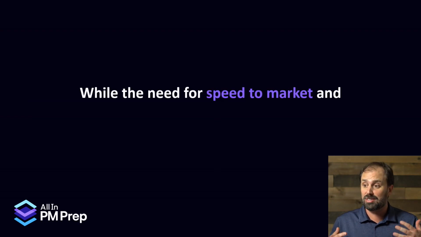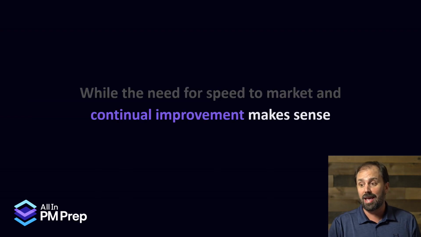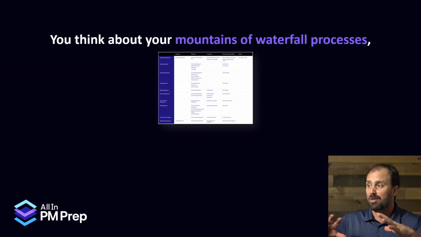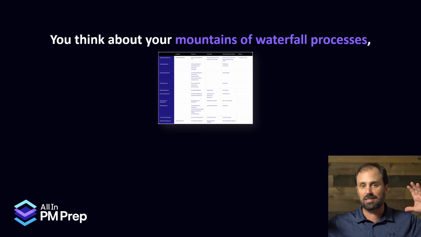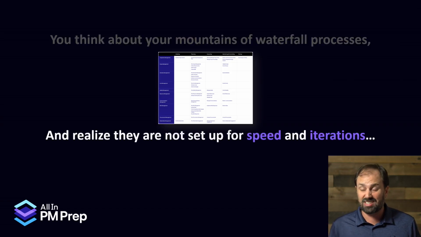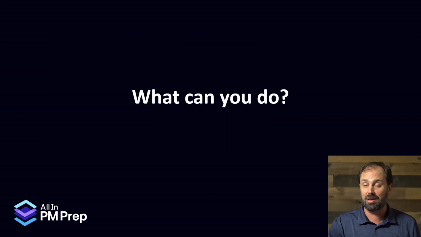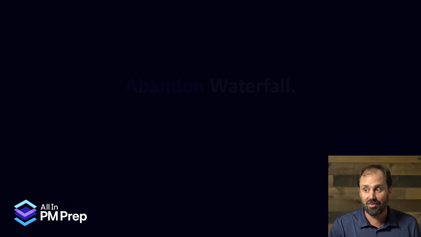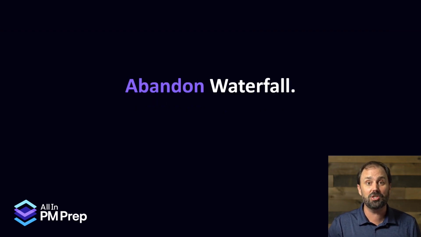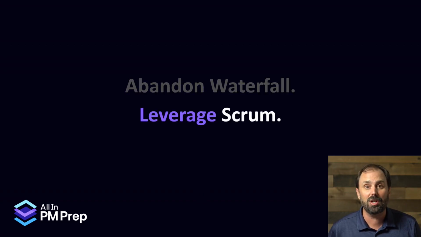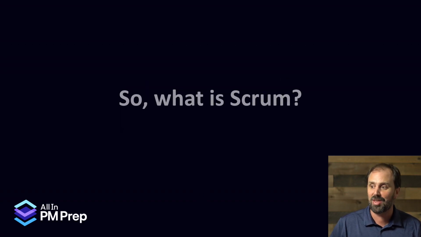Now, while you see the need for the speed to market and continual improvement, it all makes sense to you. When you think about the mountains of waterfall processes that you've been using to run long-term projects in the past, you realize that they're not set up, these waterfall processes, for speed and iterations. So you start to sweat even more. Now, what can you do in this scenario? Well, number one thing we need to do is we're going to abandon waterfall, okay? Jump off the lifeboats, and we're going to leverage Scrum, okay? So that's what we're here to learn about.